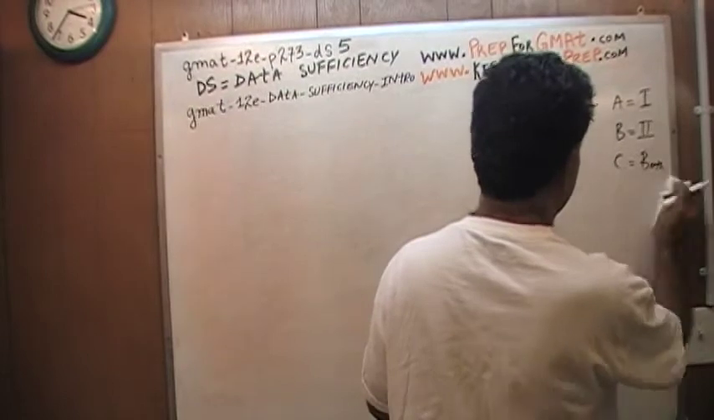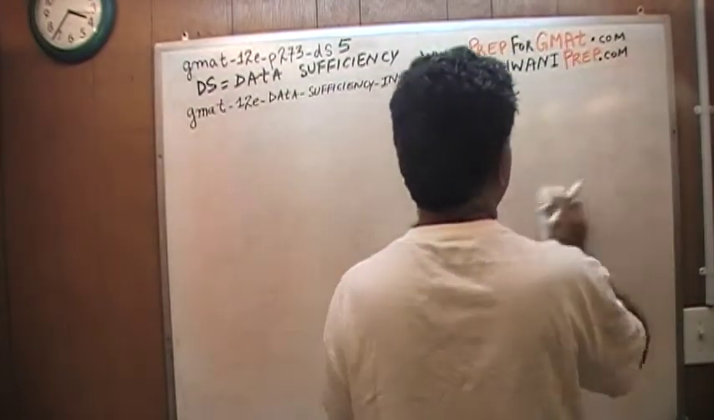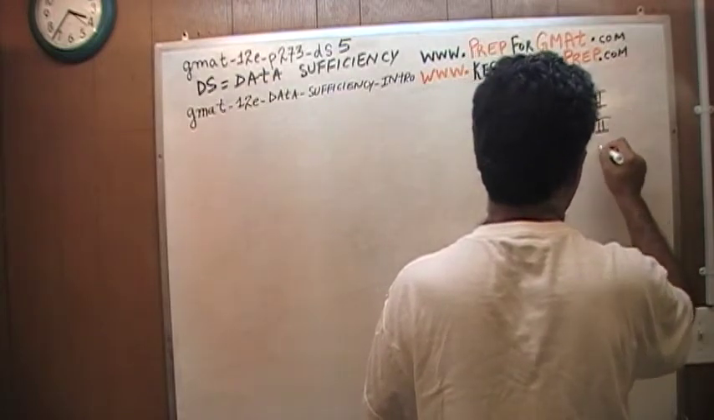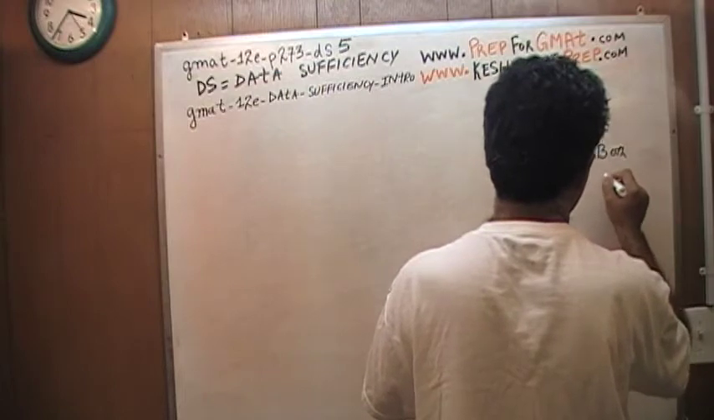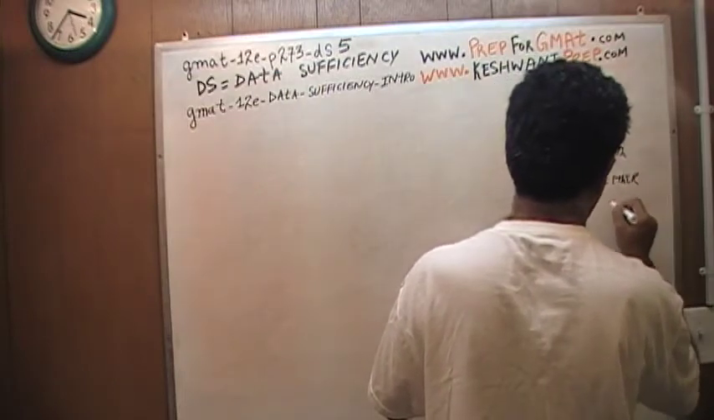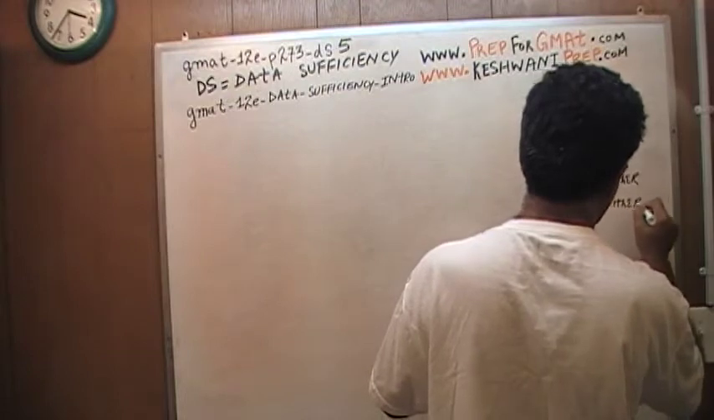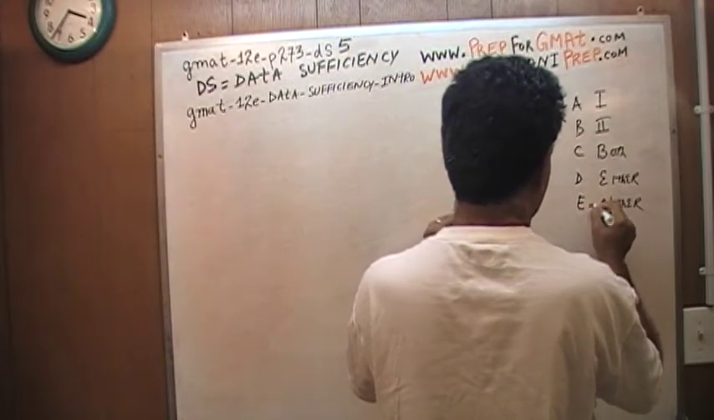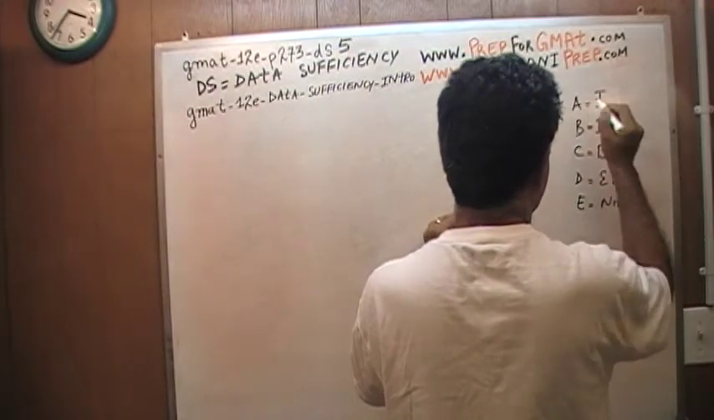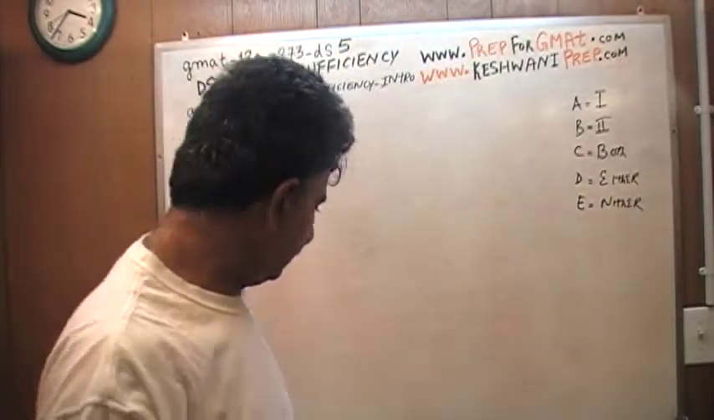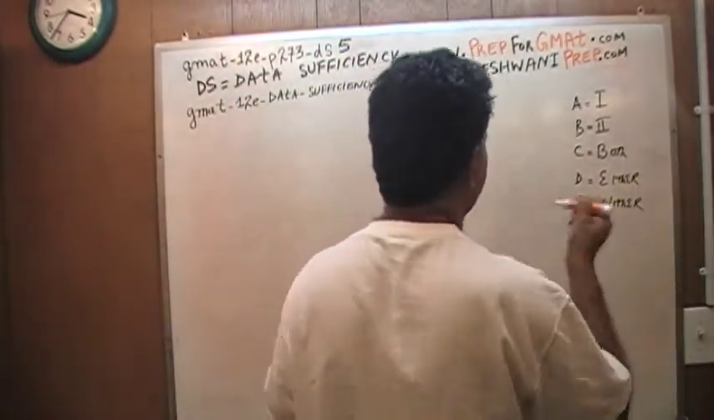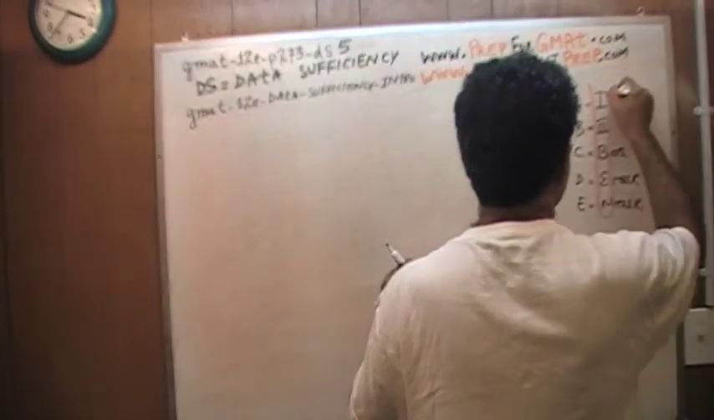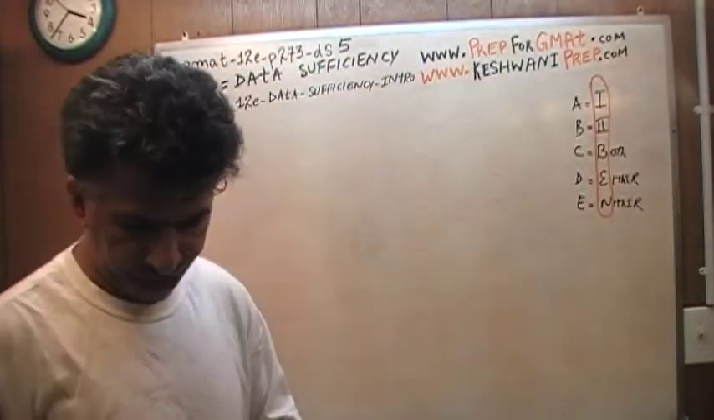Oh, I need more room. 1, 2, both, either, neither. A, B. And the mnemonic device that we talked about is right here. One, two, bang.